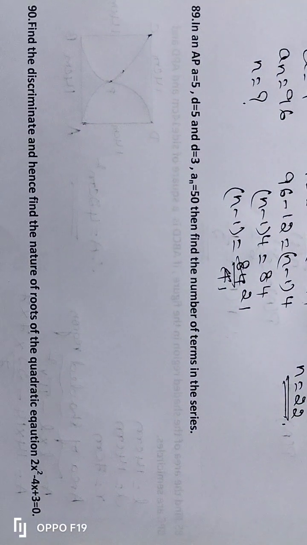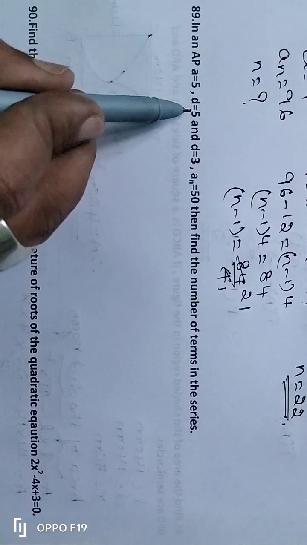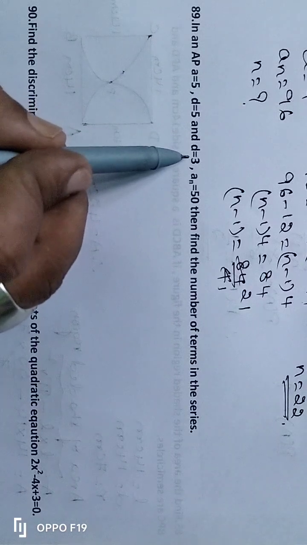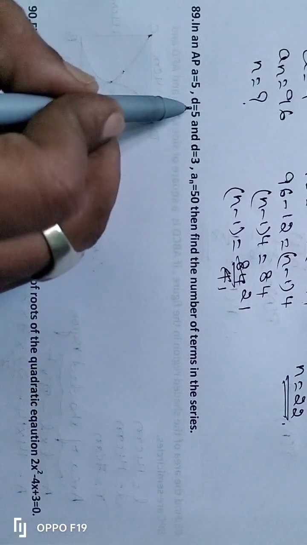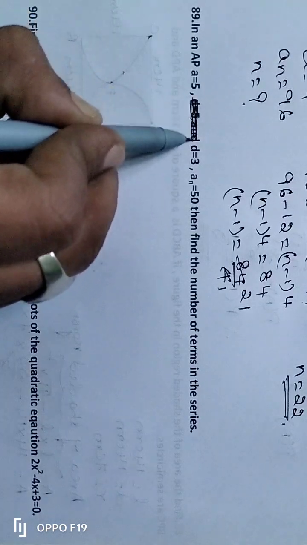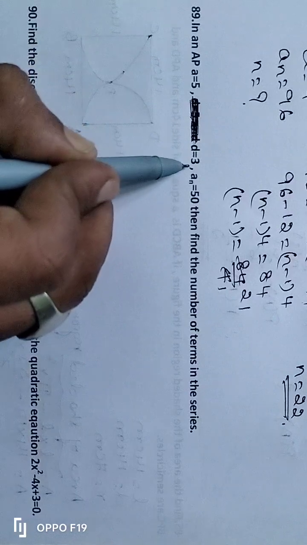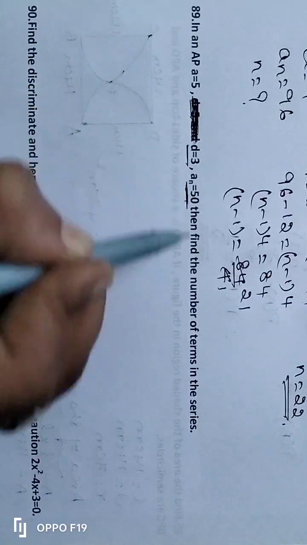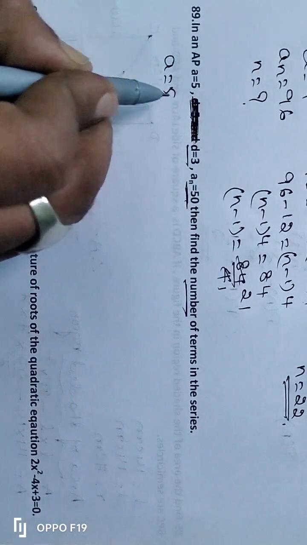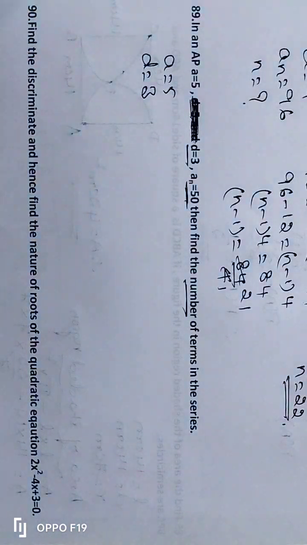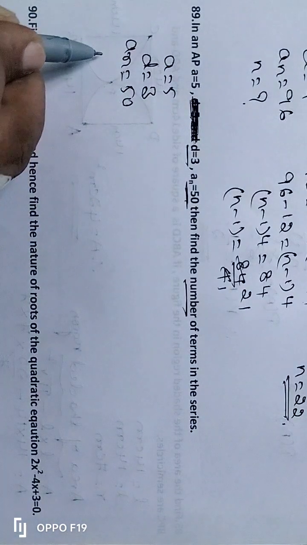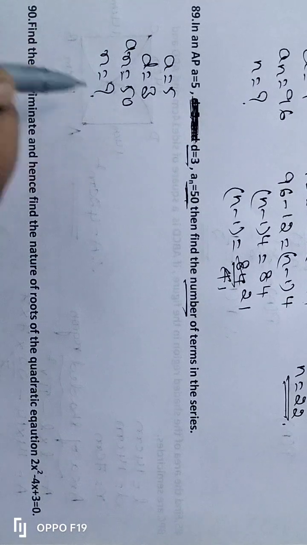In the 89th question, the first term is given, then D is given, then An is given, and we have to find the number of terms. D is given as 3. So A is given, D is given, then An is given. Let us make a list. A is equal to 5, D is equal to 3, An is equal to 50, then n is equal to question mark.